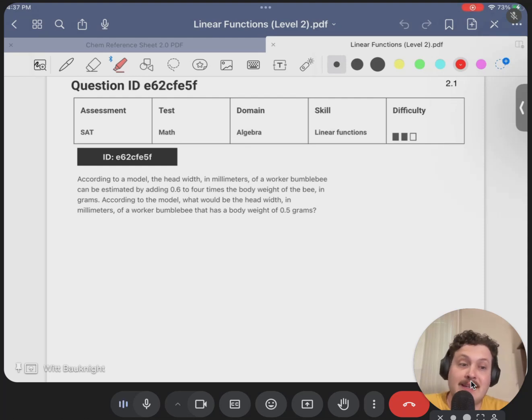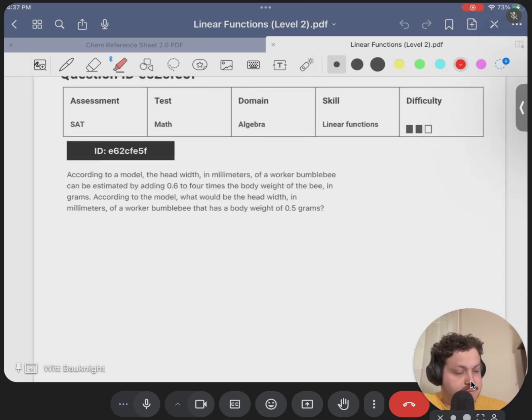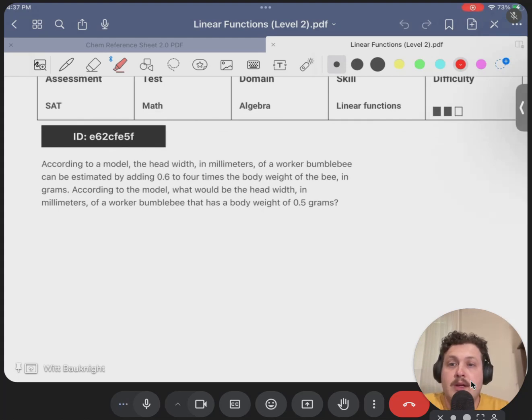Perfect. So we got linear functions here. Start off with number 1. According to the model, the head width in millimeters of a worker bumblebee can be estimated by 0.6 to 4 times the body weight of a bee in grams. According to the model, what would be the head width in millimeters of a worker bumblebee if it has a body weight of 0.05 grams?